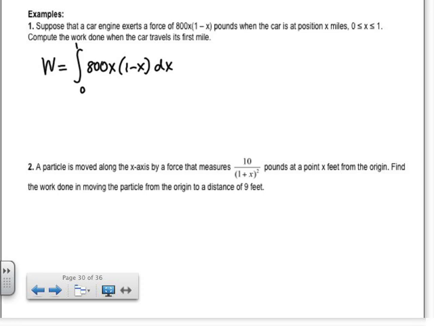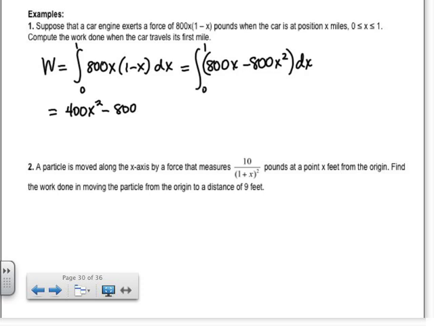Okay, so let's multiply in. So I'd have 800x minus 800x squared. And don't pull out an x. All right, so when I'm integrating, I get 400x squared minus 800 over 3 x cubed, going from 0 to 1.